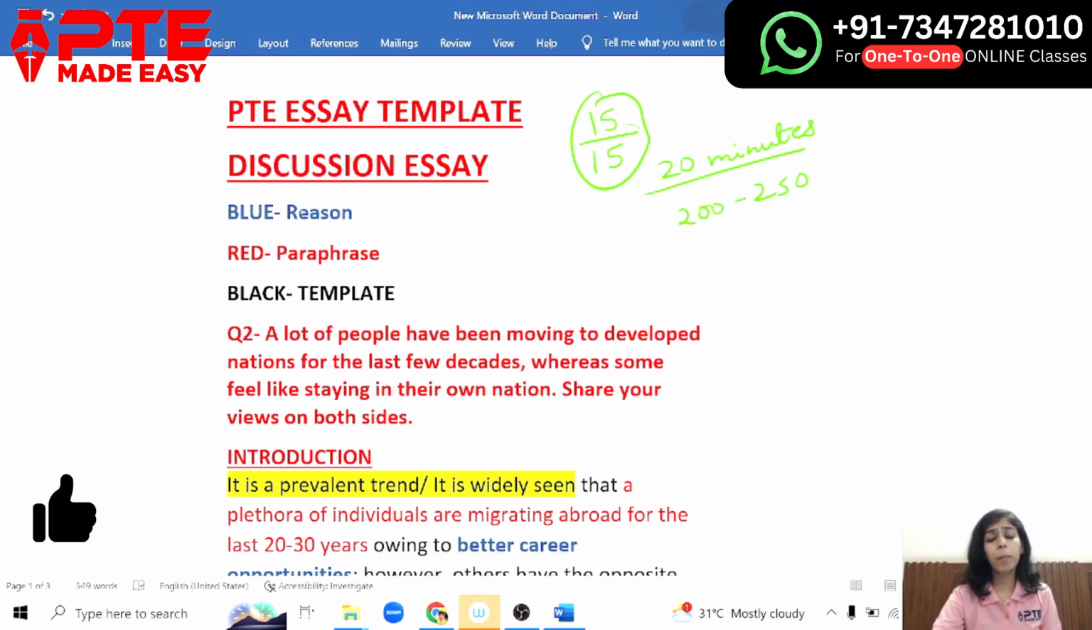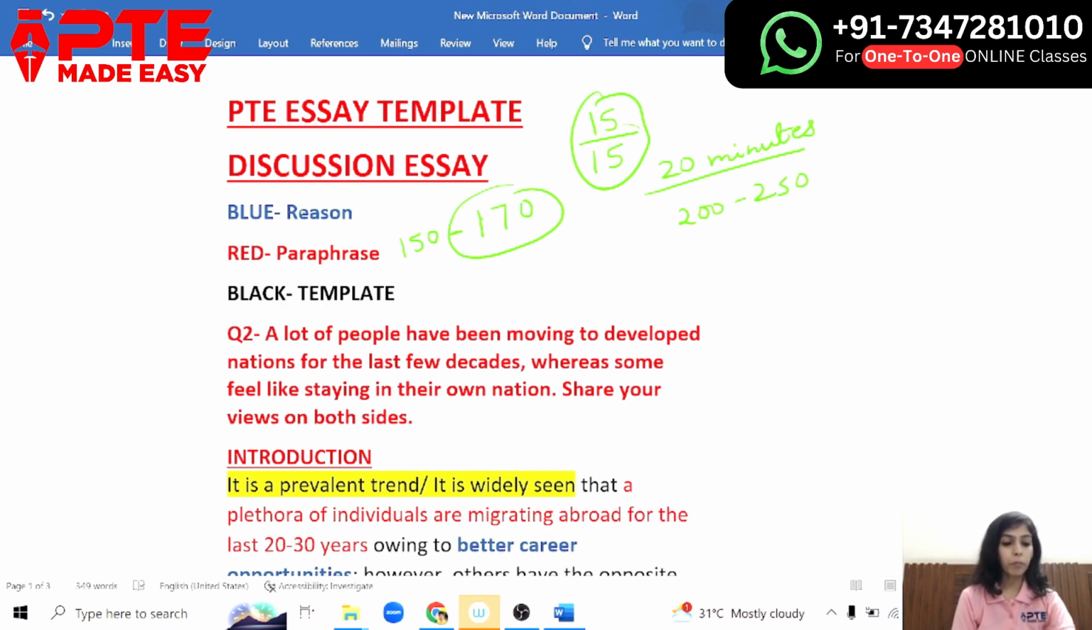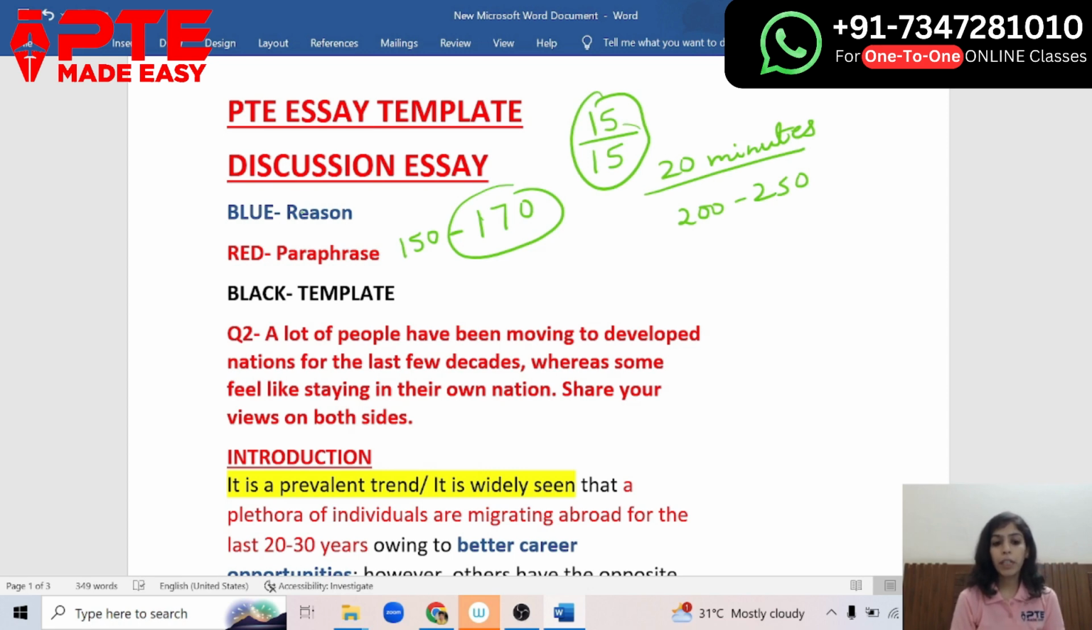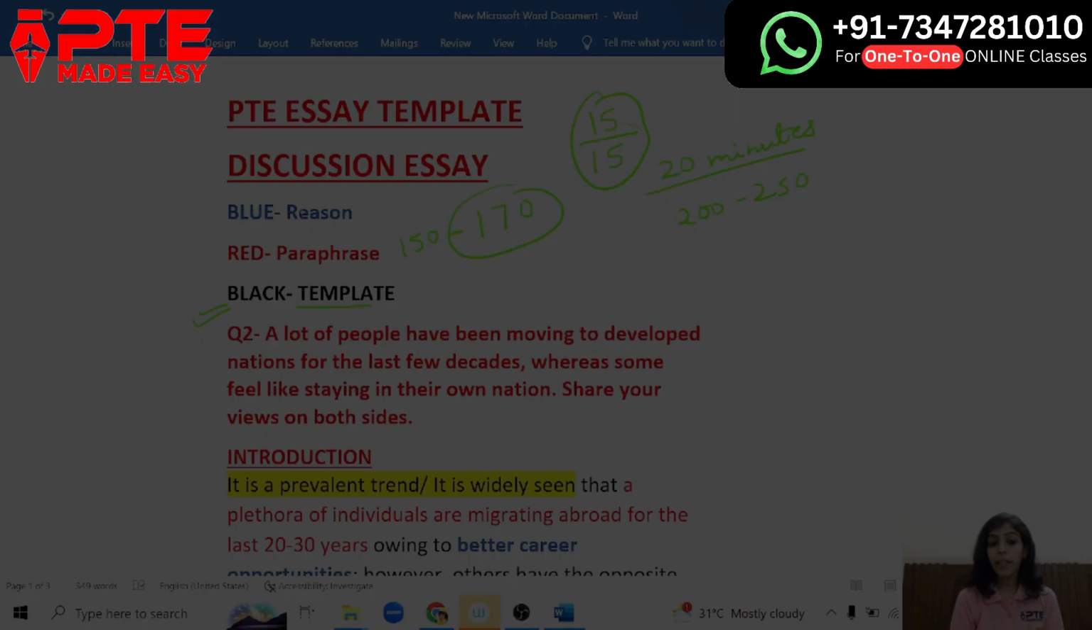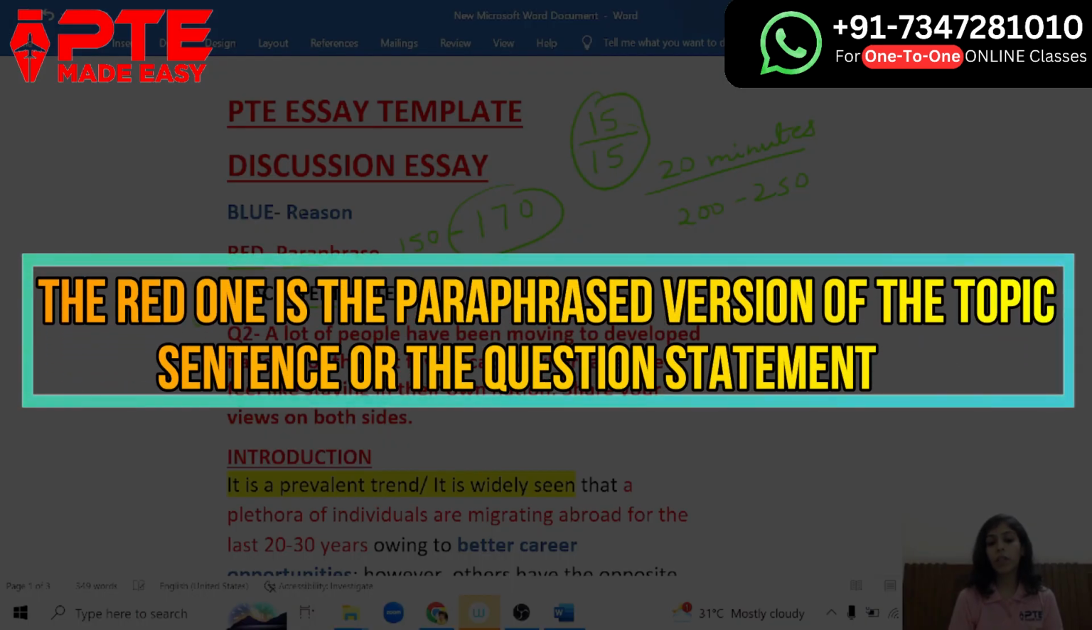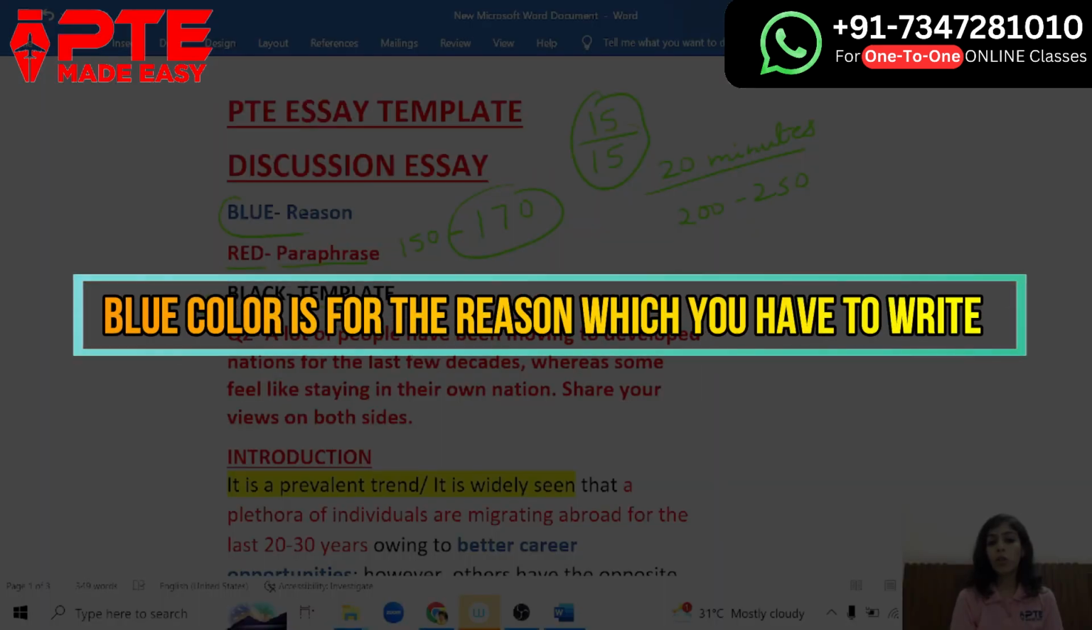Now with the help of this template, I'm already providing you somewhere around 170 words. In between, you can say 150 and 170 words. So you just have to add the extra number of words or remaining number of words in order to write this essay effectively. Now, here you are going to see the black colored text is used for template. The red one is the paraphrased version of the topic sentence or the question statement, and the blue is the reason which you have to write.